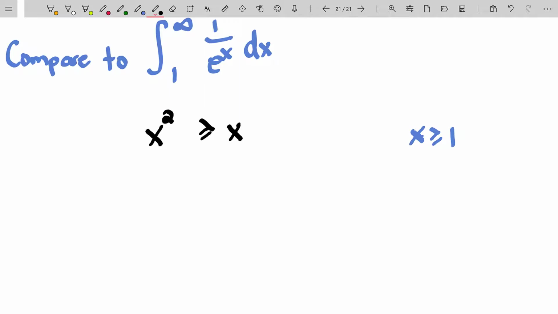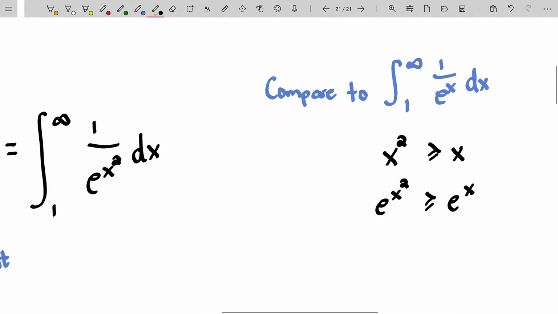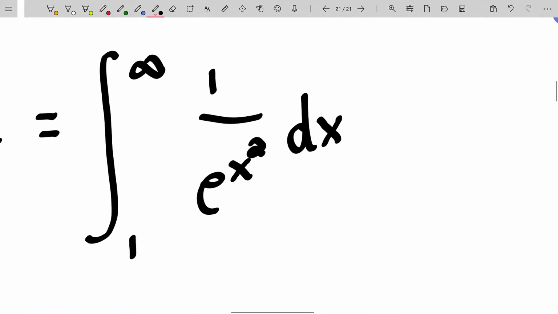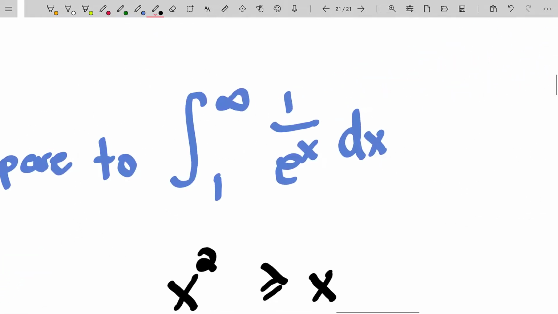Therefore, when you raise both sides base e, since x is greater than or equal to 1, e to the x squared must be greater than or equal to e to the x. Don't lose sight of what you're trying to prove. You're trying to prove that this improper integral converges by showcasing 1 over e to the x is greater than 1 over e to the x squared.